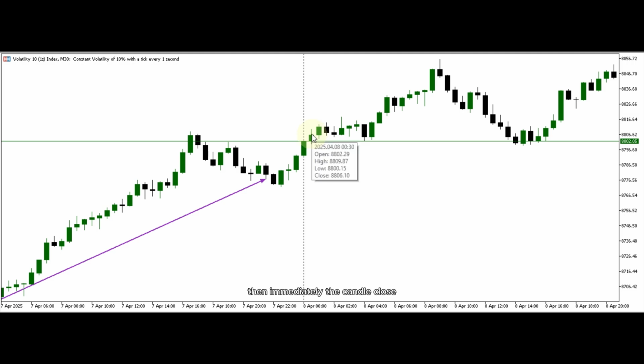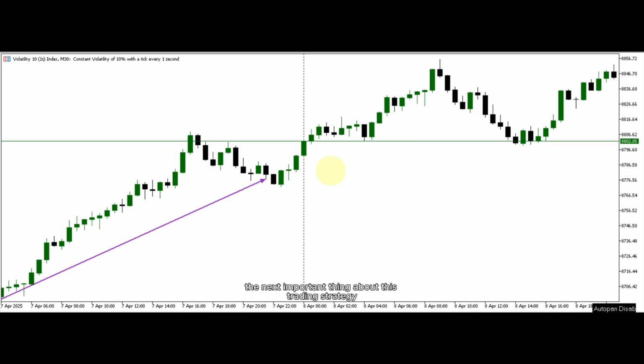Then immediately the candle closes, you place a buy trade, because you know that for the previous day it was bullish, so we are looking for a buy position. Immediately after placing the buy trade, your stop loss will be at the low price of this candle, and your take profit can be between 1:5 to 1:6.